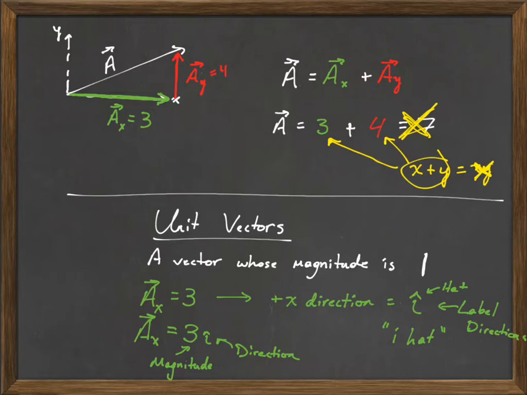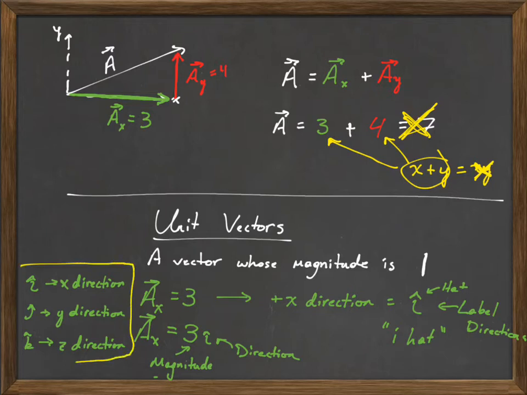Okay, so it follows that if I hat is the x direction, then we use the letter J to represent the y direction. And we won't use this right away, but we'll use it later on in the year, is the z direction, which would be a k hat. Okay, so those things represent what we call our unit vectors.